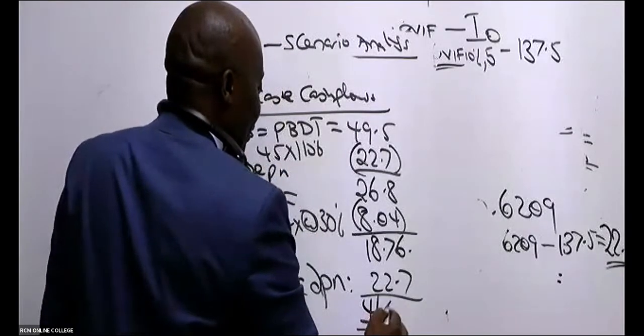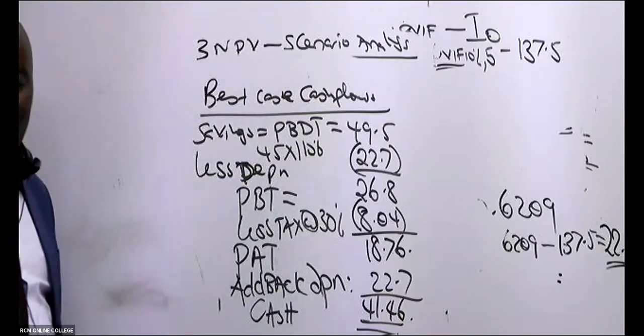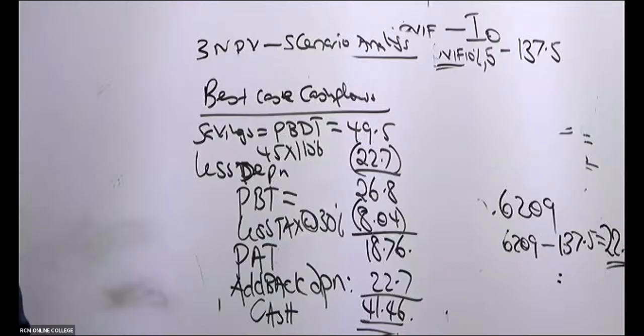41 point. And then if you are careful, you must have realized that the other cash flows were not changing at all. The other cash flows weren't changing at all. So then what we need to do is to come here.